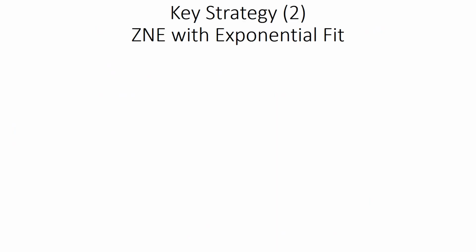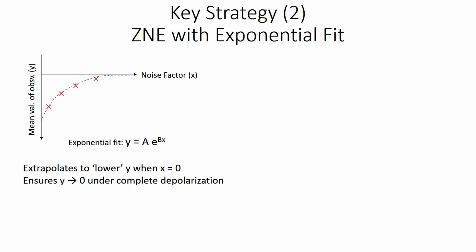The other part of the strategy was to combine the exponential fit with the zero noise extrapolation noise mitigation scheme. The exponential fit helps push down the mean value of an observable y, which in our case is the ground state energy. And it is more realistic because under complete depolarization, the mean value of an observable should approach zero.